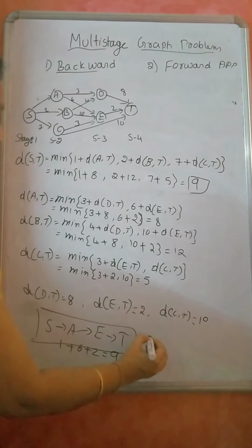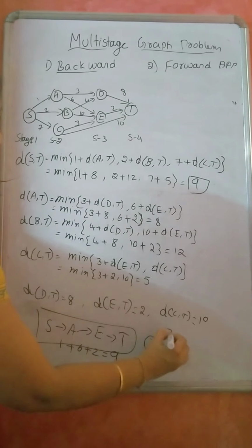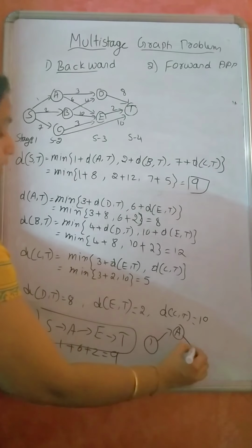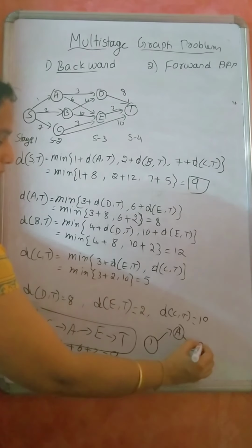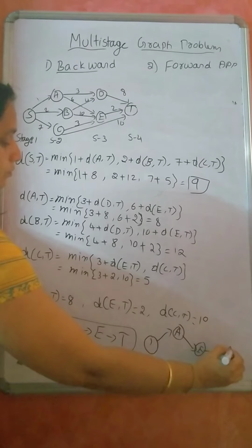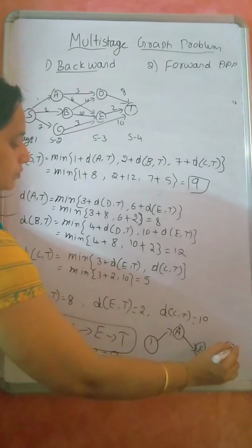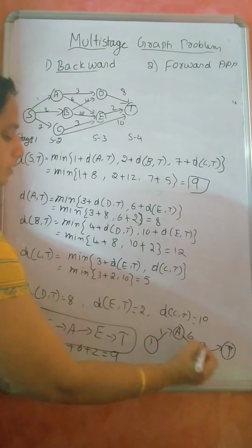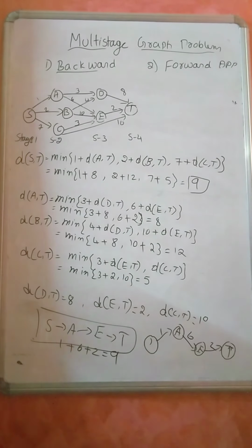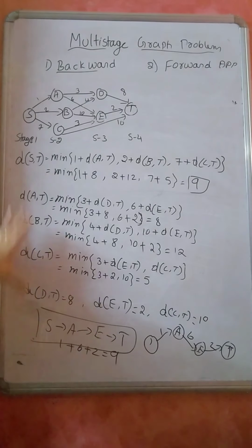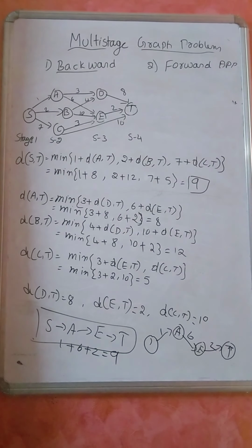Or you can write it with a pictorial representation. So this is how we are traveling, with cost 1, 6 and 2. So totally the cost is 9. Getting my point? So this is how the backward approach will work. It is very easy. Backward substitution we are doing it. So that's why it is called a backward approach.